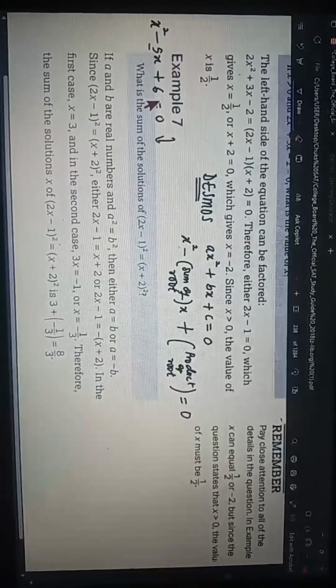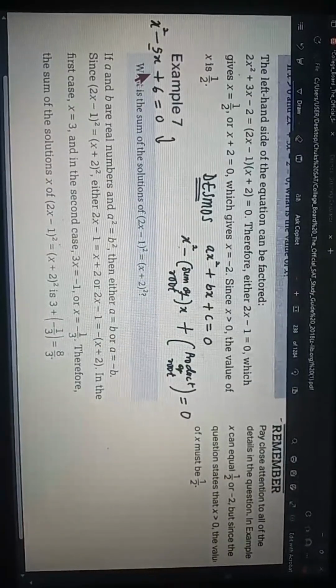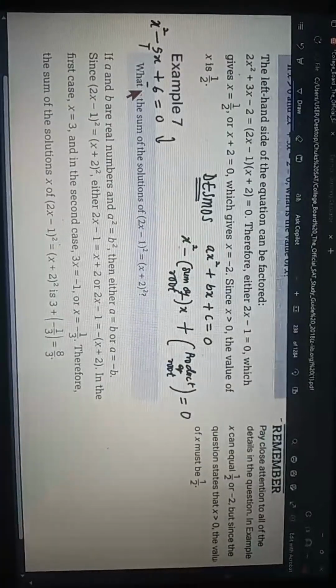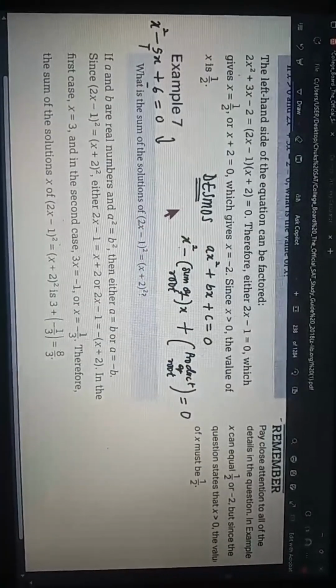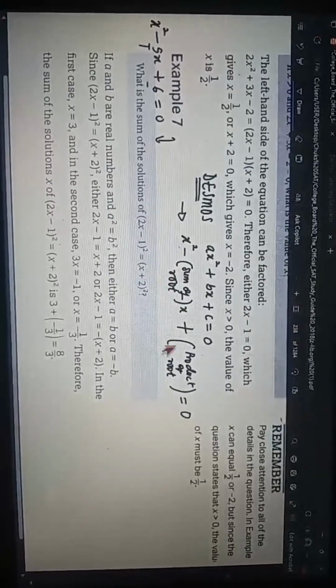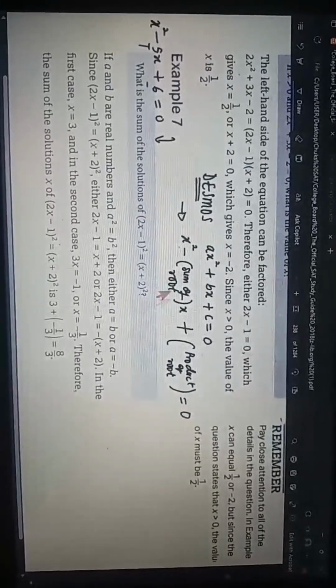I mean, when you solve a quadratic equation, you get two roots, right? So when you sum those two roots, you're going to get 5. And when you multiply those two roots, you're going to get 6. That's the idea of how you can utilize this expression of a quadratic equation. Okay, so I'm sure that is clear.